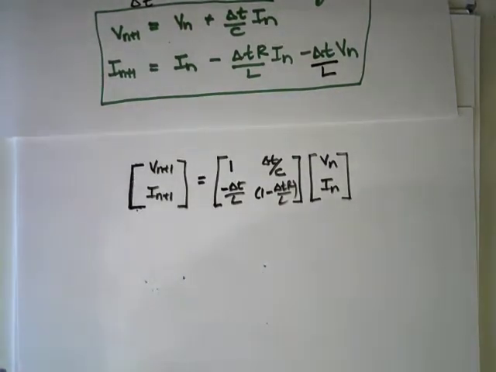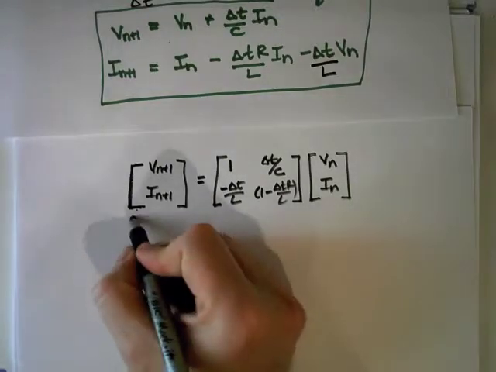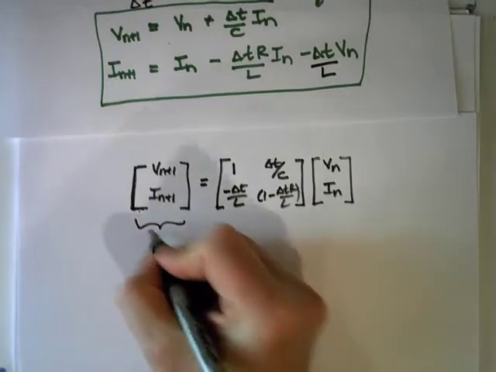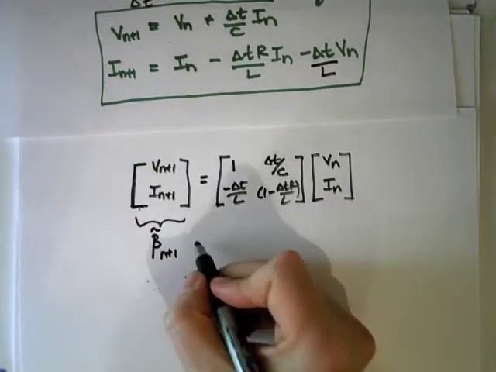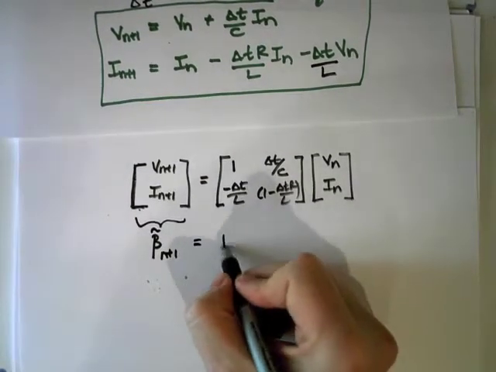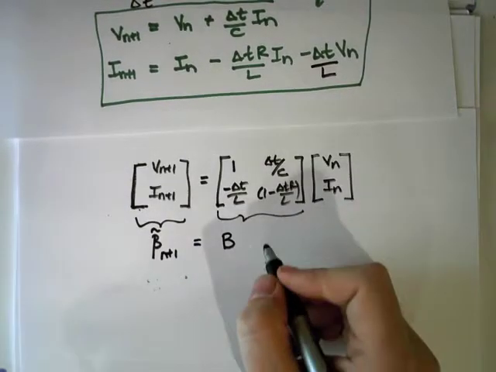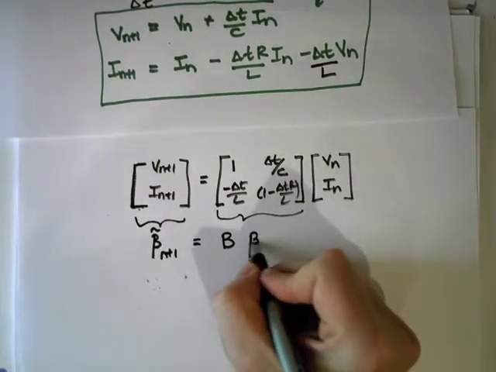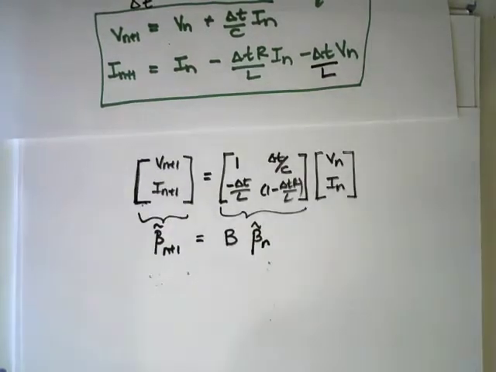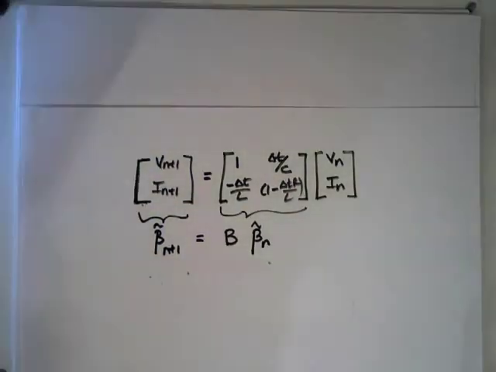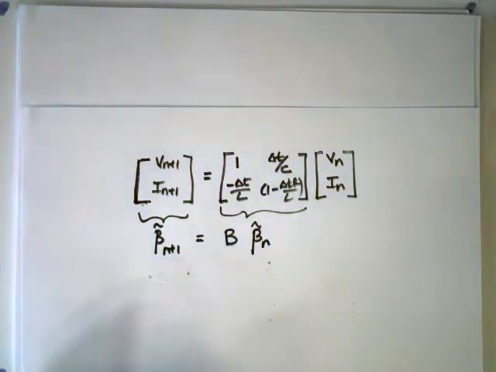Okay, so I might call this, for example, beta n plus 1, and this is a column vector. And then I might call this matrix B. And then this I would call beta n. And that looks a lot like what we had before when we weren't dealing with 2 variables, just one. But I'm kind of cramming them both in there in a column vector.